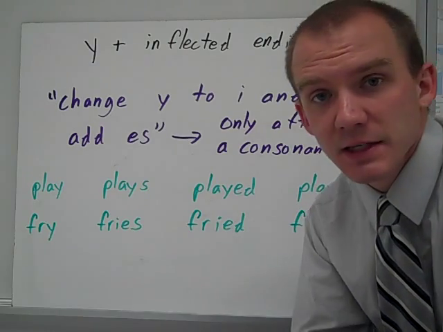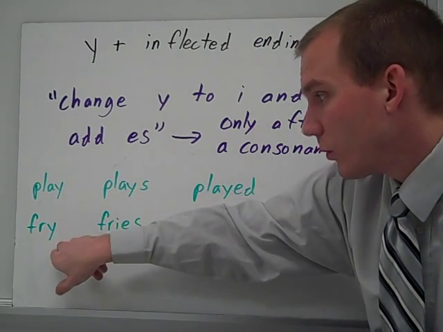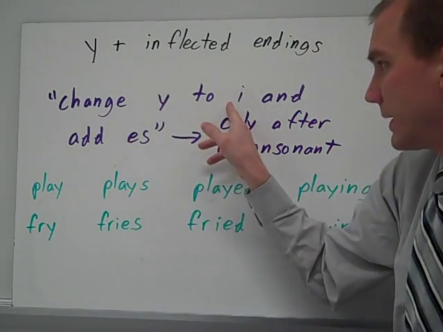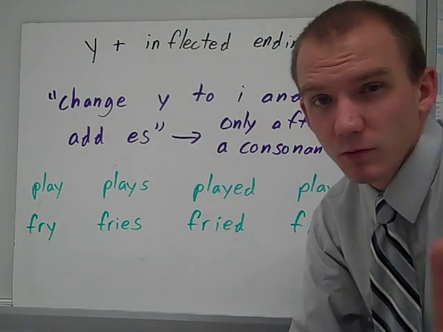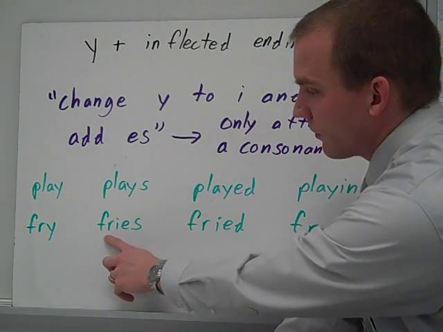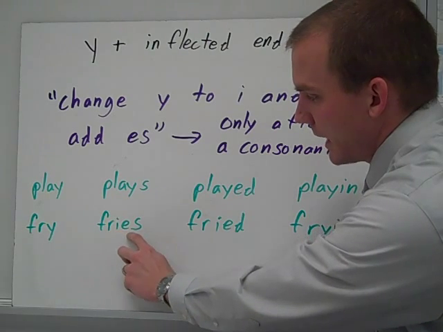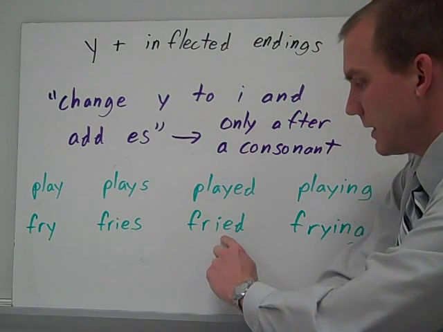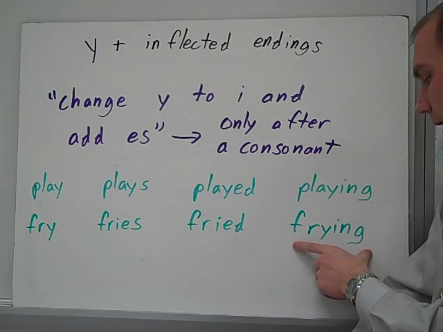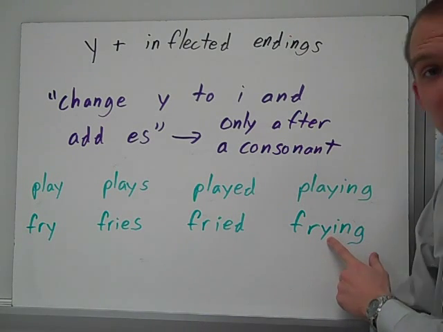Now if it ends in consonant y, like the word fry, r-y, then you change the y to i and add your ending, with one exception. So fries, i, and then add es; fried, i, and then add ed; and then frying. This one you keep the same and do nothing.